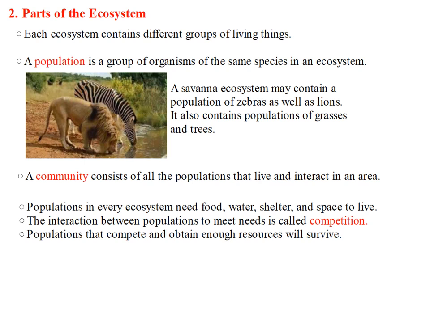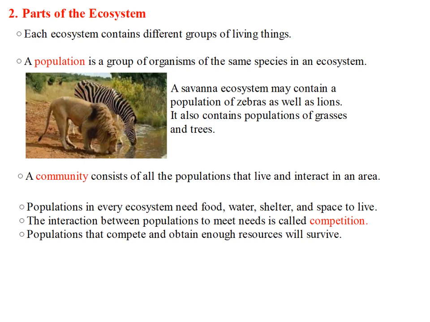Now, a community consists of all the populations that live and interact in an area. Populations in every ecosystem need food, water, shelter, and space to live. The interaction between populations to meet needs is called competition.